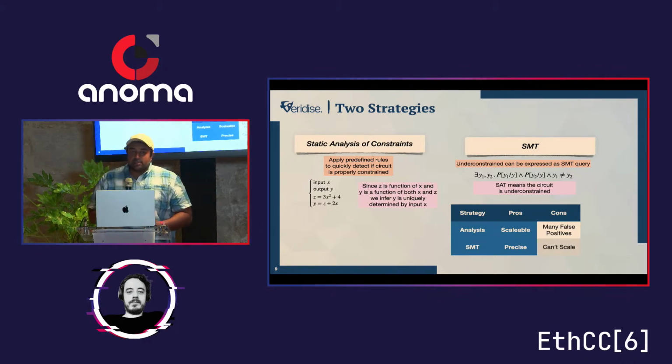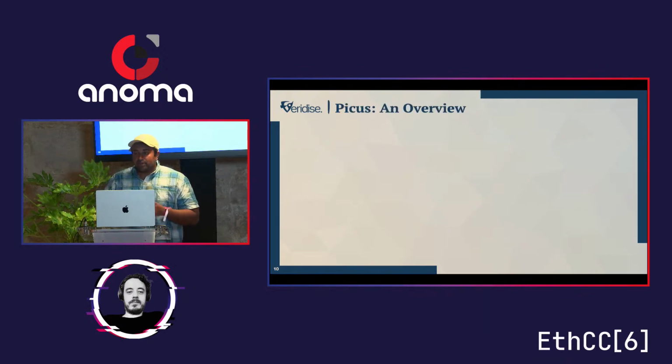Now, SMT reasoning, ideally you can be as precise as you want, and technically you have a decision procedure for determining under-constraintness, but the downside is it's very hard to scale, especially because we're working over these finite fields with very large primes and lots of constraints in practice. However, we found that these two approaches are actually quite complementary.